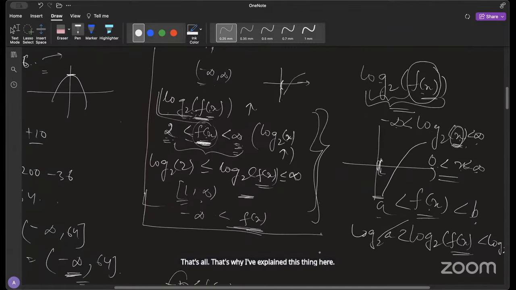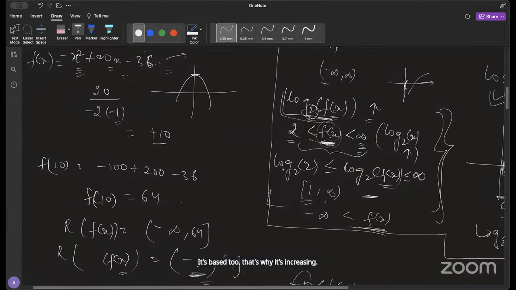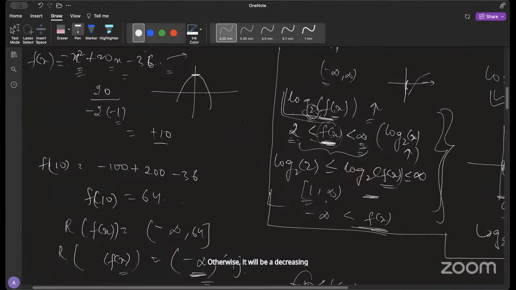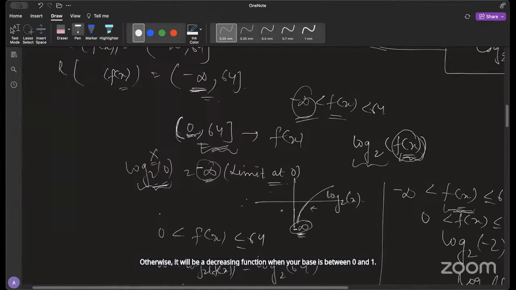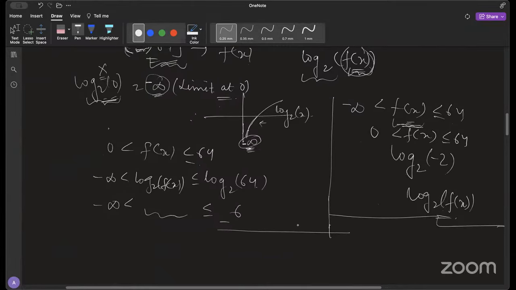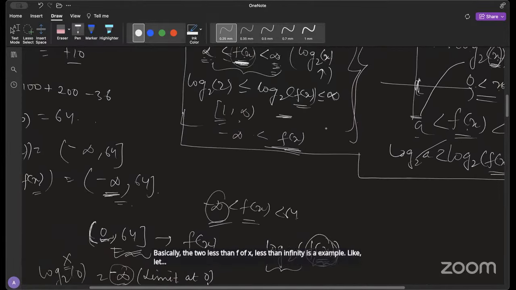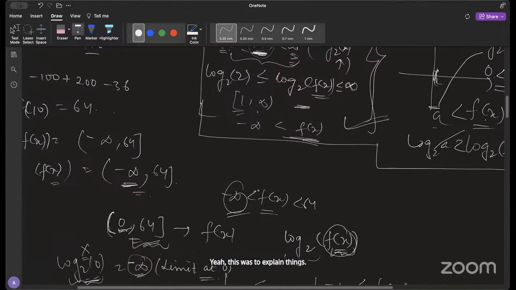Ma'am, if the log base was half, then the signs would have changed, right? Yes, they change. That's why I've also highlighted that it's base 2, that's why it's increasing. Otherwise, it will be a decreasing function when your base is between 0 and 1. Is this thing clear now? Yeah. So basically, 2 less than f of x less than infinity is an example. Yes, this was to explain things. Okay, got it.